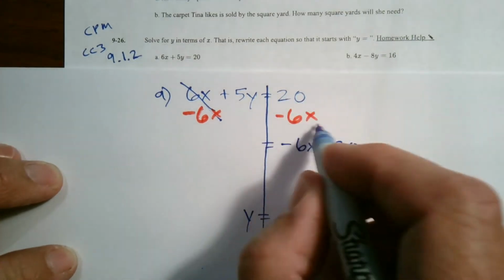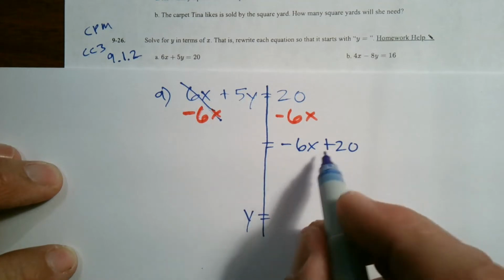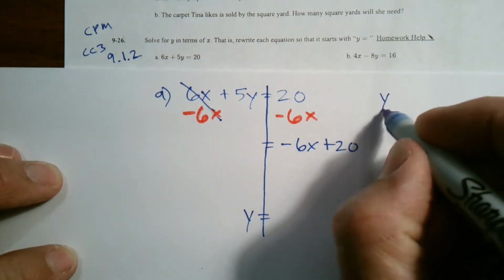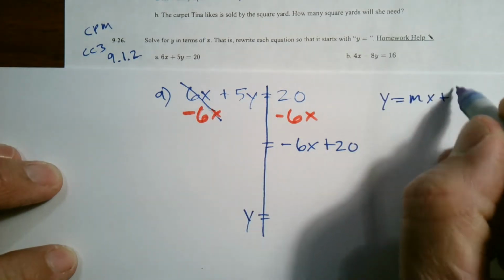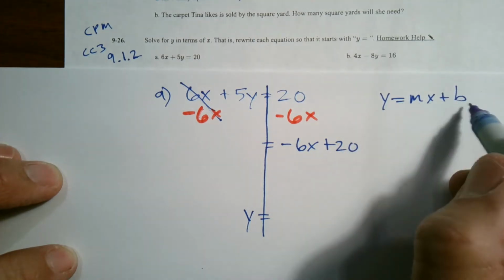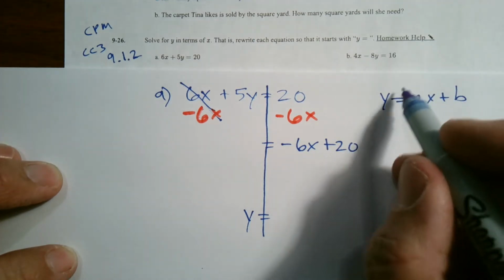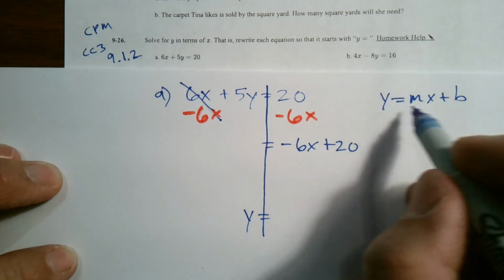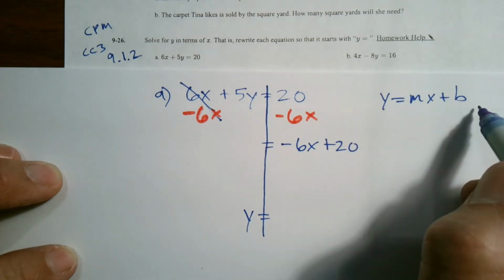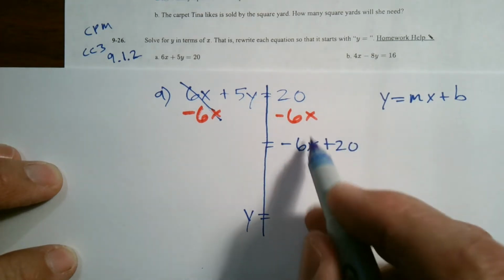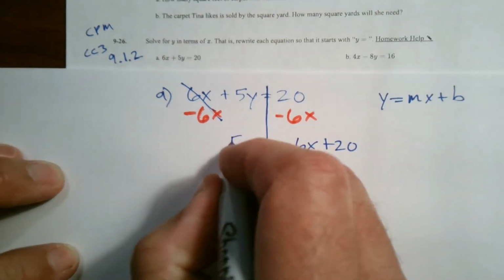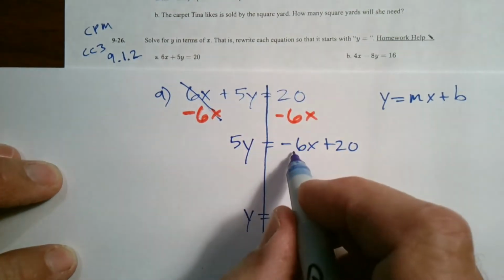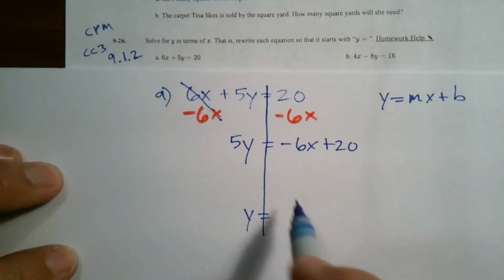You could say 20 minus 6x, but why do I do that? Because I know where I'm headed. I'm headed to y equals mx plus b, the form of a linear equation where we know our slope and our y-intercept. This is that normal form that we like to see when we solve for y. So that's why I put the x term first. Now I have 5y equals negative 6x plus 20. At that point, I'm almost there.